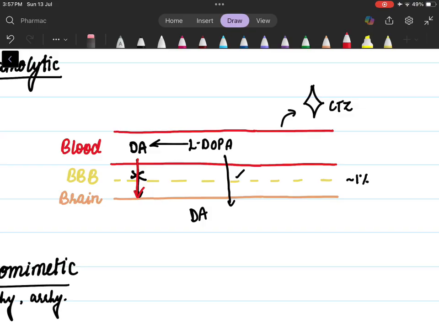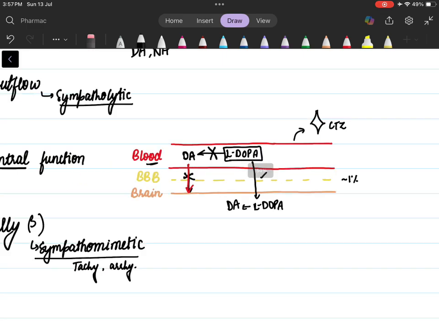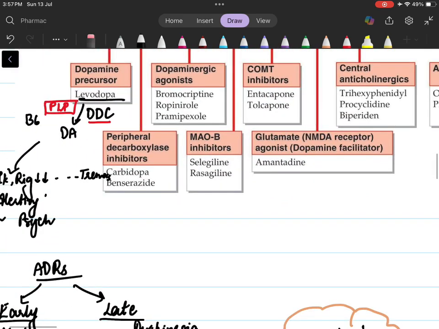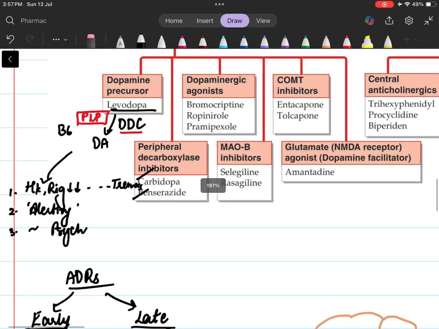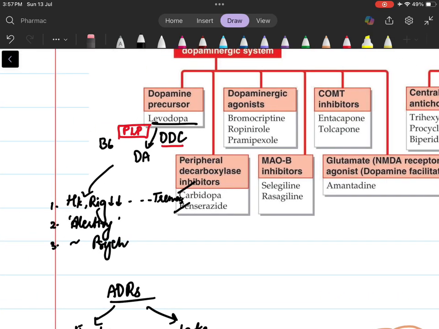So we have to do something that makes sure L-Dopa stays as L-Dopa in the blood and crosses the blood-brain barrier, becomes dopamine only in the CNS, which means we need to inhibit peripheral conversion of L-Dopa to dopamine. When I say peripheral, it means bloodstream. That is why our good old carbidopa and benserazide come into place. So L-Dopa becomes dopamine in presence of dopa decarboxylase. These enzymes will inhibit. So carbidopa inhibits dopa decarboxylase.